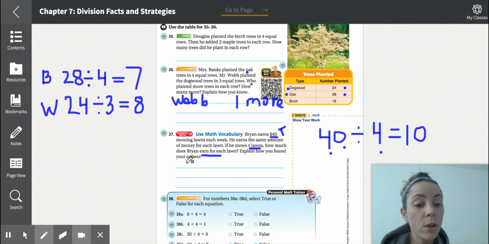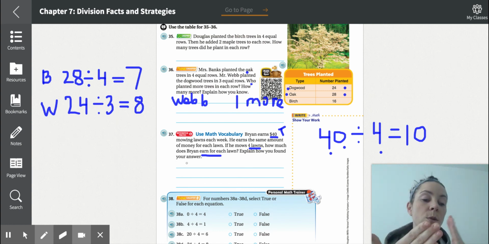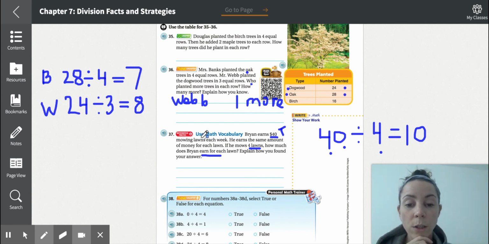Now they ask you to explain how you found your answer. You could use words like divide or split. Did you use an array? Did you share equally? Did you use a related multiplication fact? They even give you a hint right here. They want you to use math vocabulary, like those words. So I took the total of 40, I divided it equally among the 4 lawns, and it got me $10 for each lawn.